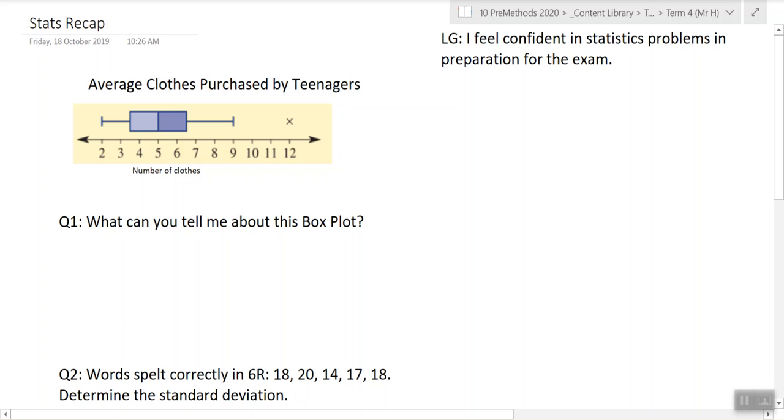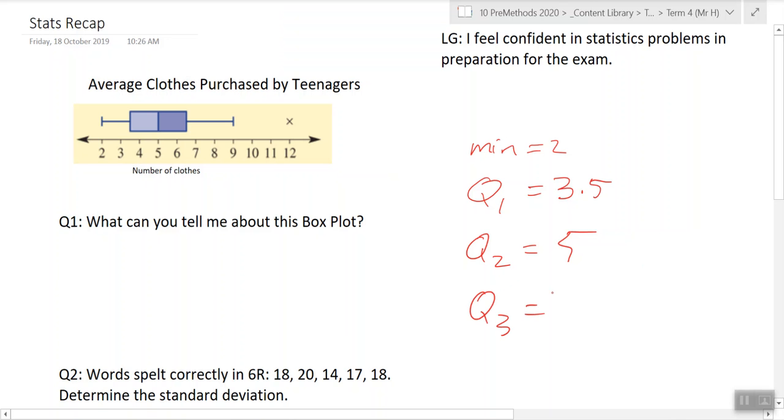Anyone remember? So the minimum. The min. What's the min? What's Q1? 3.5. What's Q2, or the median? 5. Q3. Yep, 6.5 in there. Very good. And the max, 9. Okay.